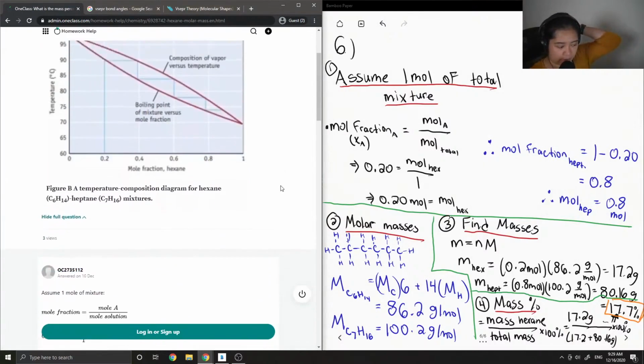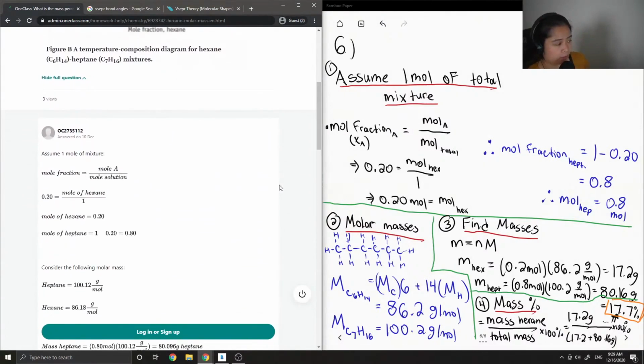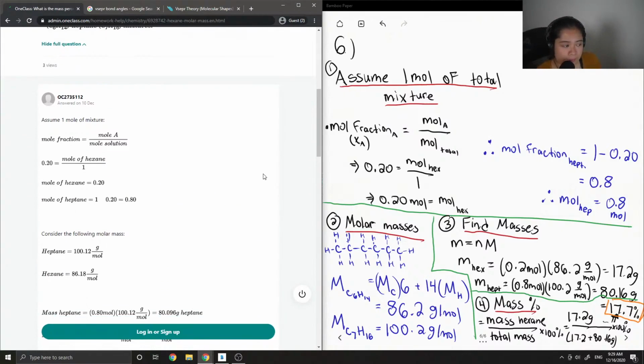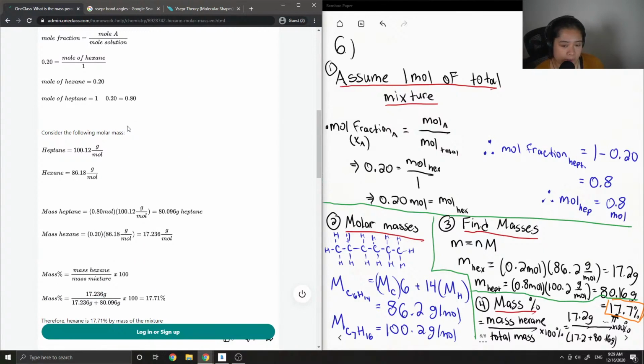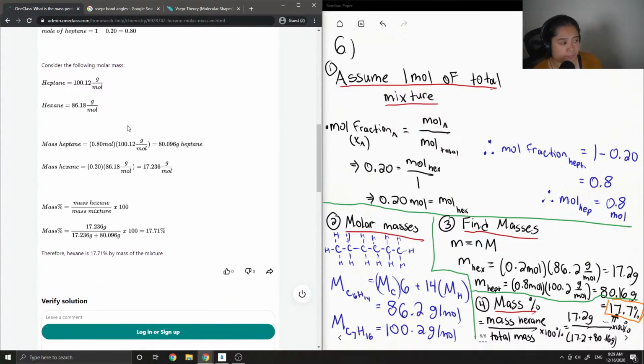So now let's see what the junior tutor said. To assume 1 mole of the mixture, the mole fraction is equal to the moles of A divided by the moles in solution. So 0.2 is equal to the moles of hexane divided by 1. So moles of hexane is 0.2, and moles of heptane is 0.8. Considering the following molar masses, for heptane they had 100.12, and for hexane they had 86.18.